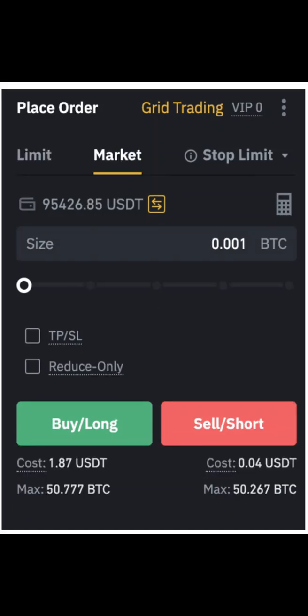Market order. What is a market order? Market orders are matched immediately at the best available price.